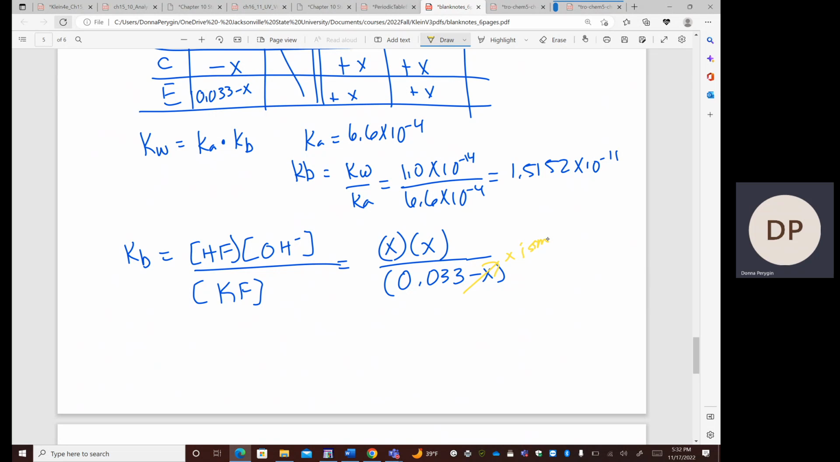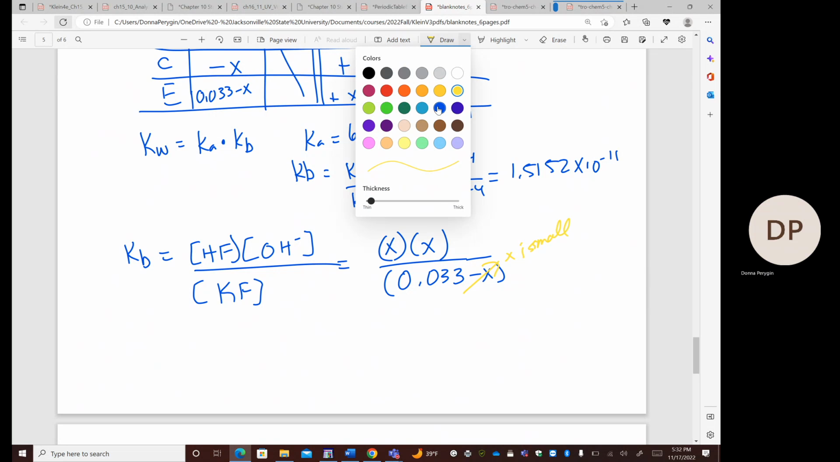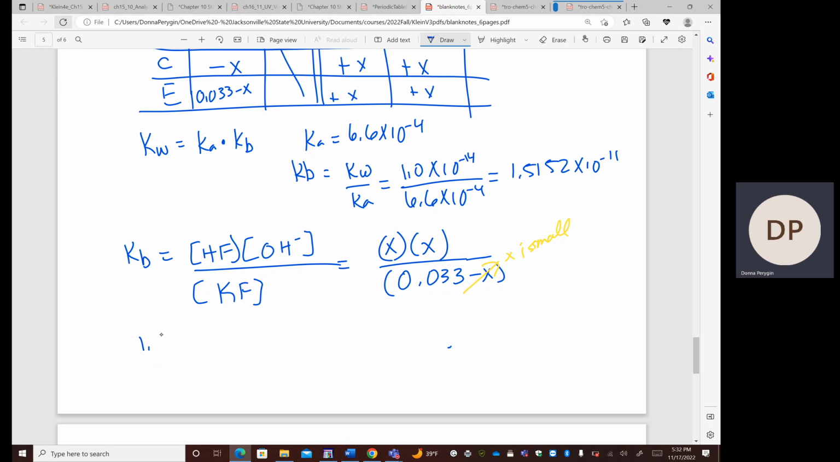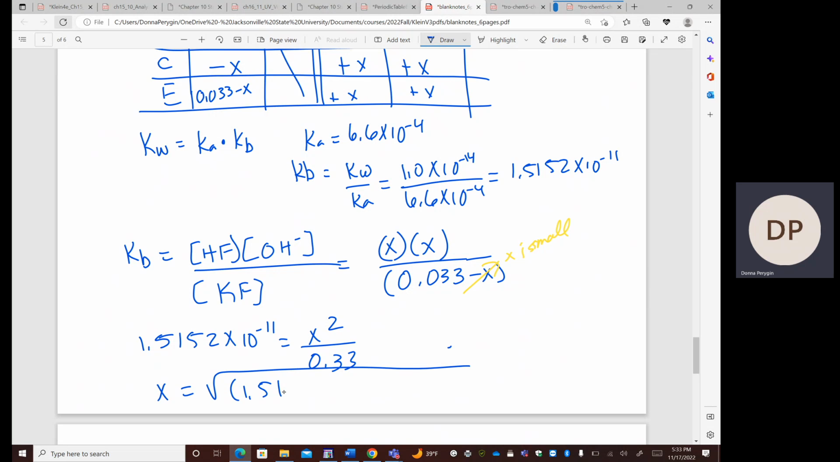That'll help us to solve our problem. So let's go ahead and write everything in. 1.5152 times 10 to the minus 11 is equal to X squared over 0.33. So X is equal to the square root of 1.5152 times 10 to the minus 11 times 0.33, which is equal to 2.236 times 10 to the minus 6, and that's our hydroxide ion concentration.